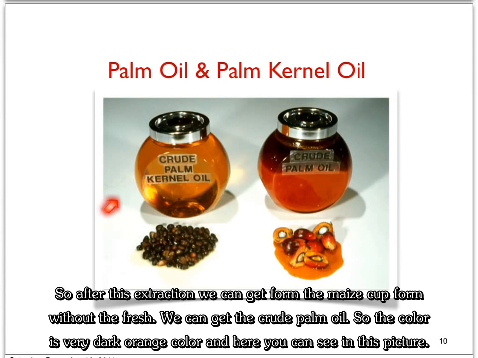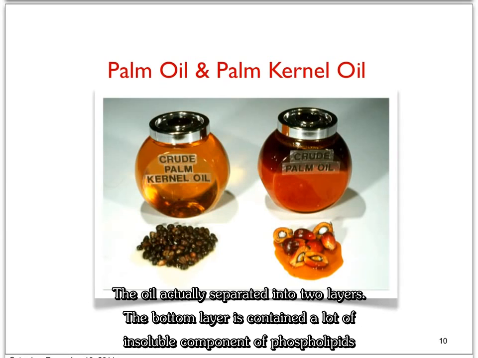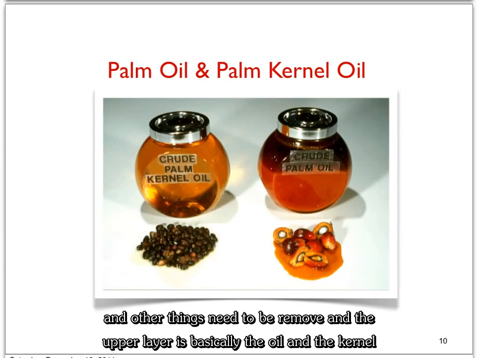So after the extraction, from the mesocarp, or the outer flesh, we can get the crude palm oil. The color is a very dark orange, and here you can see in this picture the oil has actually separated into two layers. The bottom layer contains a lot of insoluble components or phospholipids and other things that need to be removed.